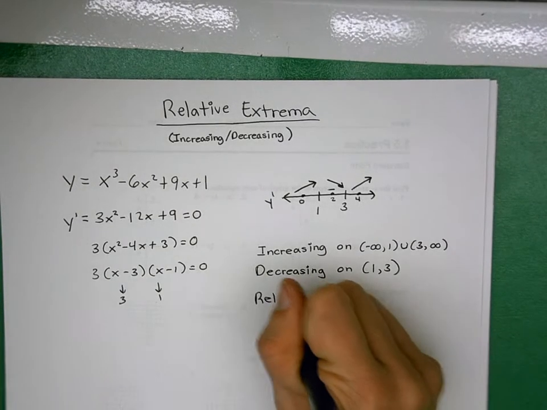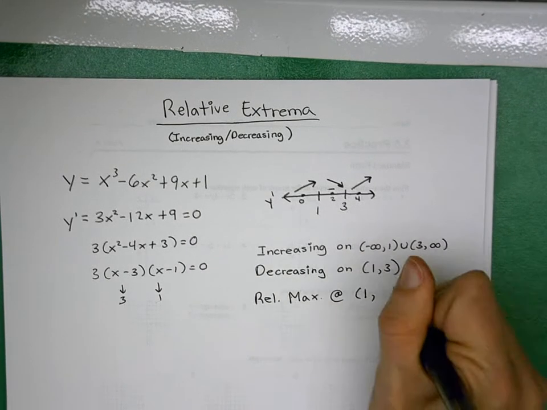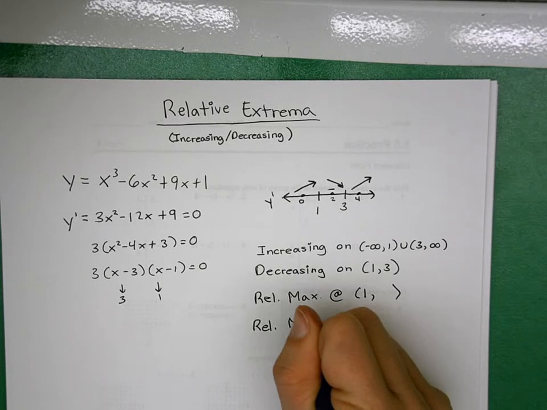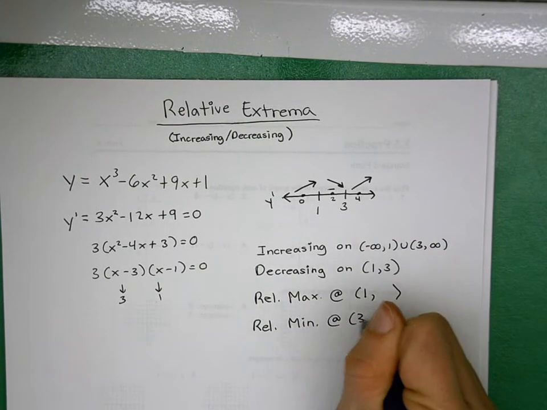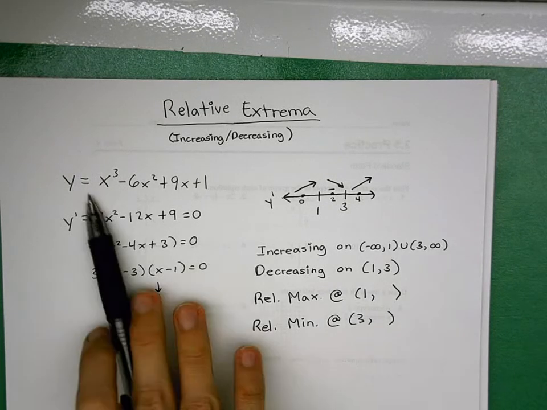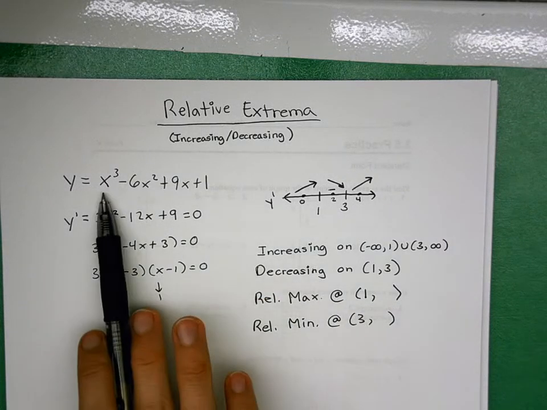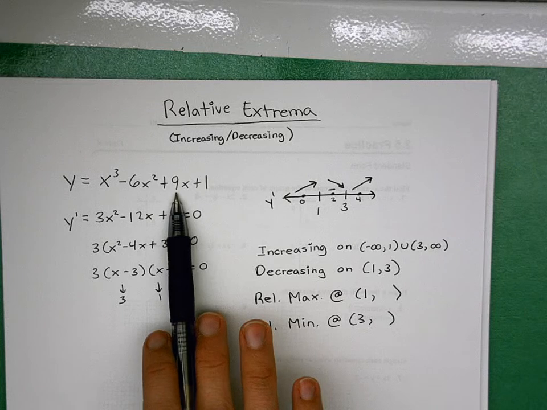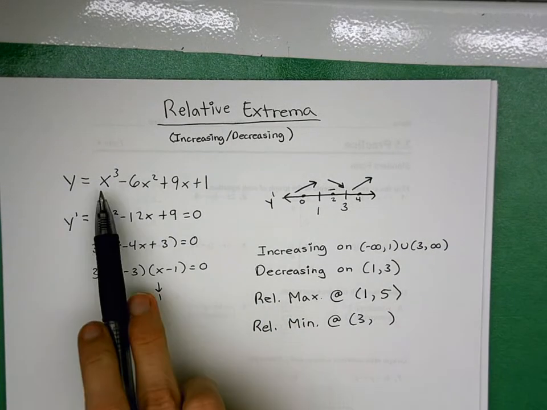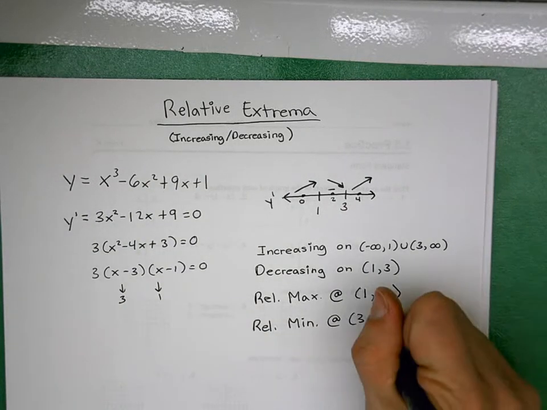In case they asked you for the entirety of the point, you'd say, well, relative max at 1 and its y coordinate, and then a relative min at 3 and its y coordinate. Well, to find their y coordinates, I'm going to take 1 and 3 and plug them into my original function. And when I plug 1 in, I get 1 minus 6 plus 9 plus 1, which is 5. And when I plug in 3, I get 27 minus 54 plus 27 plus 1, which is 1.